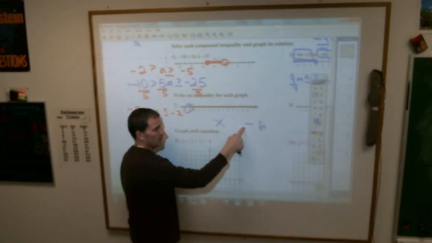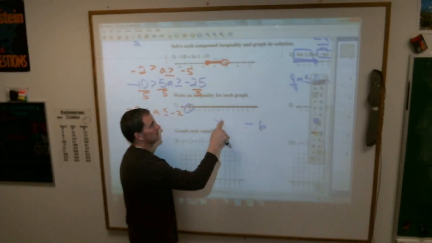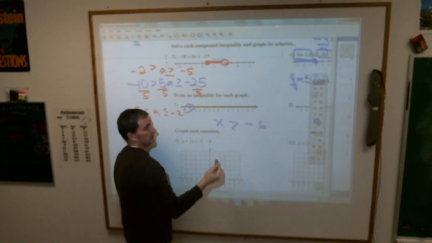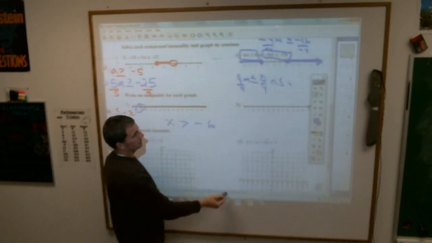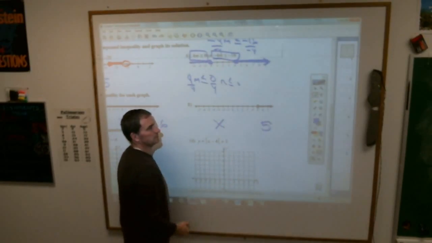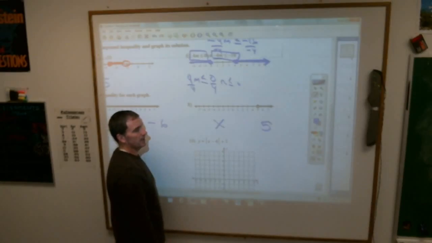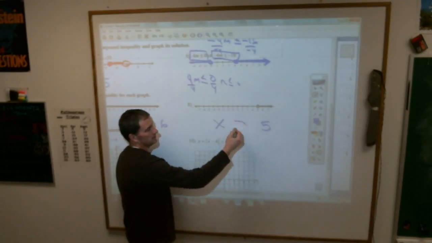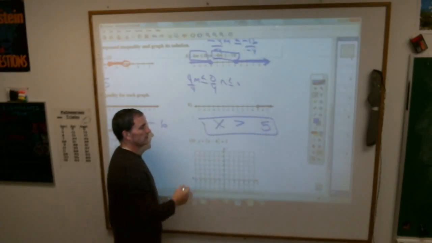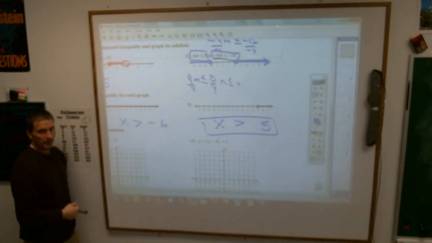Are the numbers greater than negative 6, less than negative 6, are they equal to negative 6? Open circle is not equal. All the numbers are bigger than negative 6. Same thing with problem number 8. You're going to have the x, you're going to have the 5. Are the numbers greater than 5, less than 5? Greater than. Are they equal to? No. x is greater than 5.